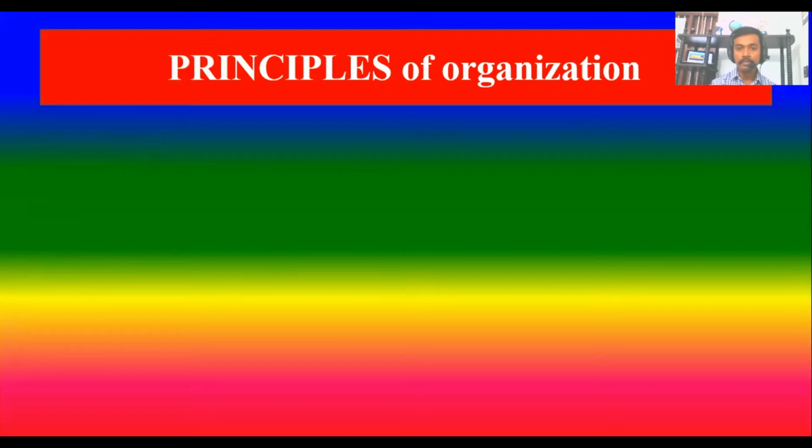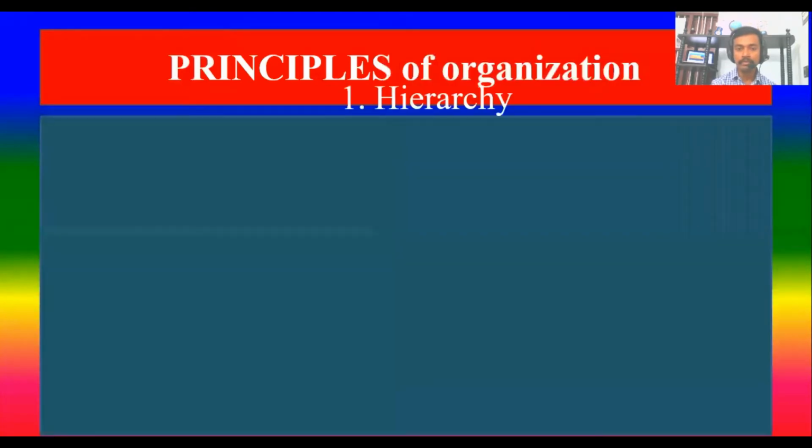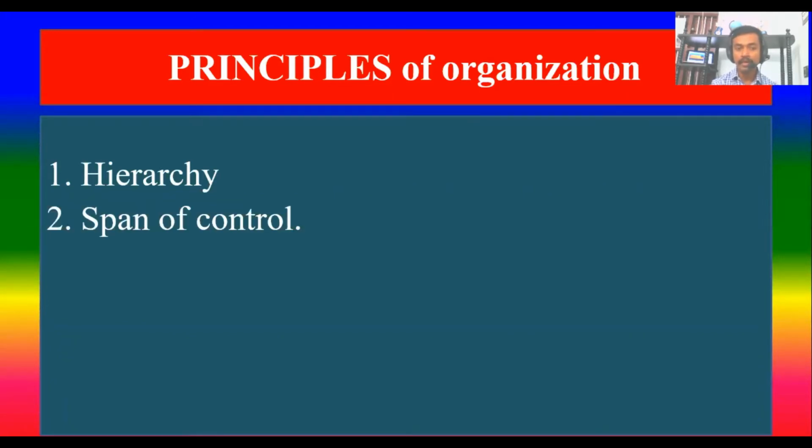Then principles of organization. We can apply these principles to both macro sociology as well as micro sociology. Here, hierarchy. Hierarchy means the top-down relationship. Span of control, people being controlled. For example, every organization is controlled by a head.